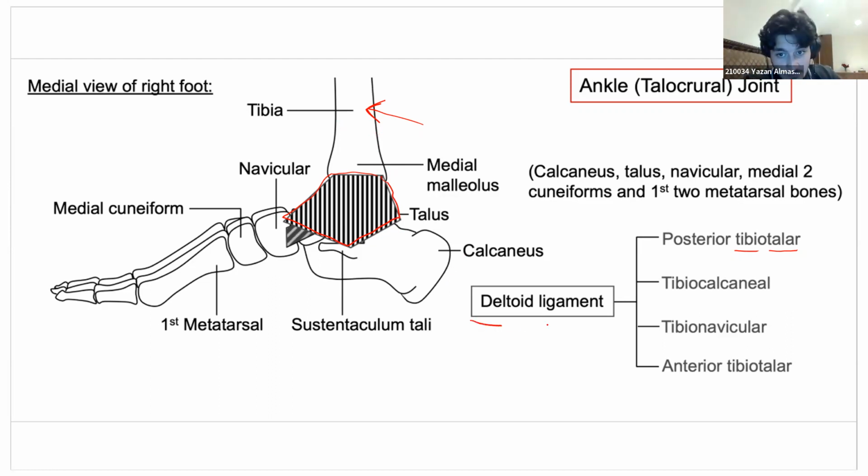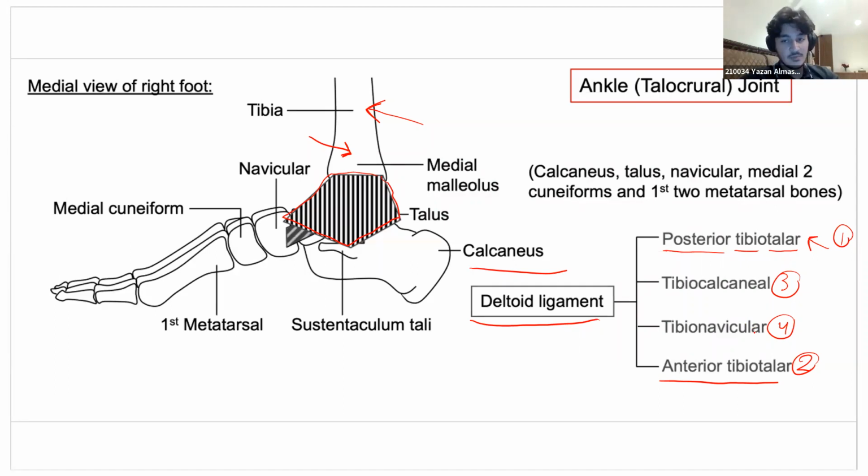So the deltoid ligament is going to be divided into 4 ligaments. What are these 4 ligaments? Each ligament is going to connect between the tibia and one of the tarsal bones. It could be between the tibia and the talus, which is known as tibiotalar. So we have posterior tibiotalar and anterior tibiotalar. These are the first 2. Or it could be between the tibia and the calcaneus, so tibiocalcaneal, or between the tibia and navicular, which is known as tibionavicular.